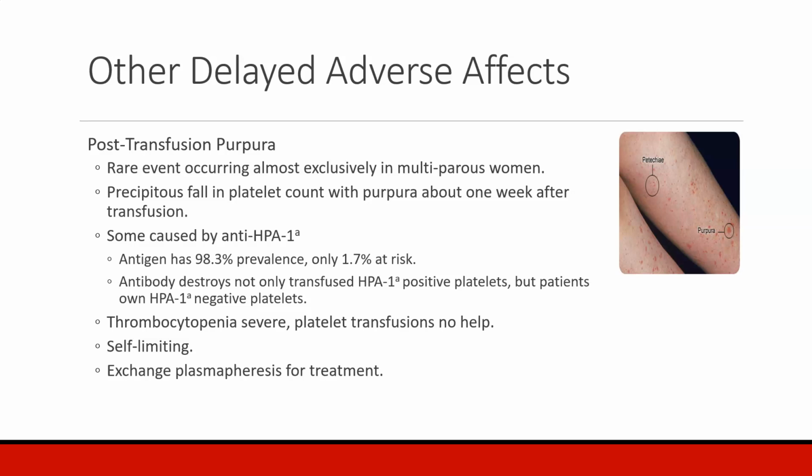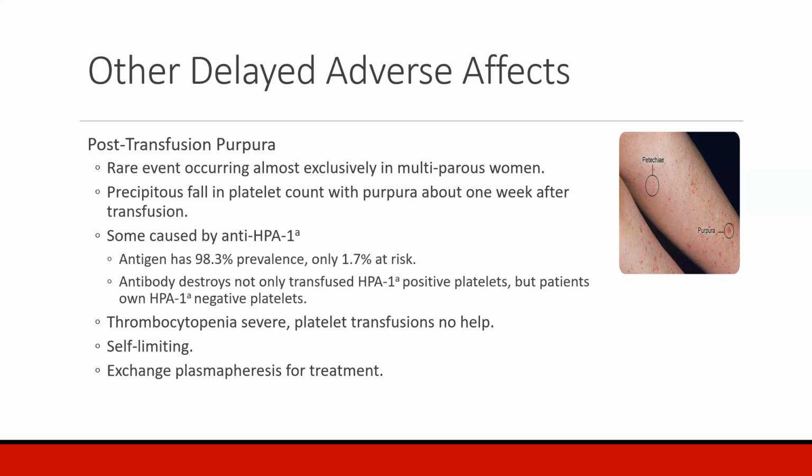Some are caused by anti-HPA-1a. This antigen has 98.3% prevalence, so only 1.7% of the population is at risk for developing this antibody. And the really, really weird thing is that this antibody destroys not only the transfused HPA-1a positive platelets, but the patient's own HPA-1a negative platelets. It's bizarre.